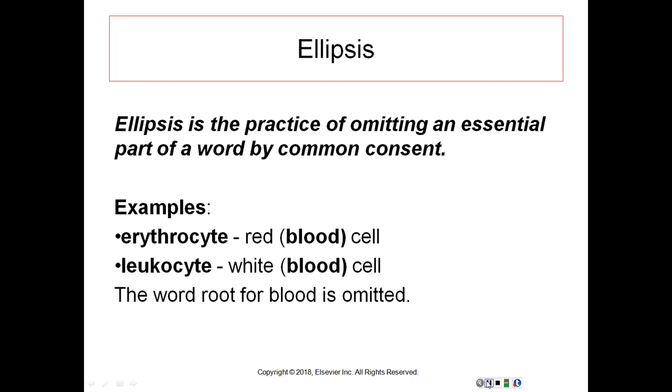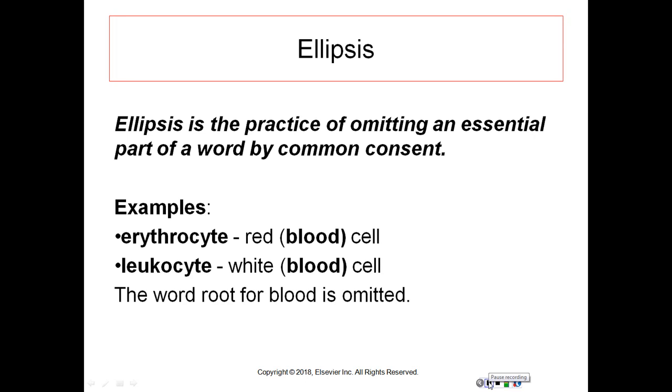Leukocytosis, increase in the number of white blood cells. Lipoid, resembling fat. Myopathy, disease of the muscle. Neuroid, resembling a nerve. Organomegaly, enlargement of an organ. Somatic, pertaining to the body. Somatogenic, originating in the body. Somatopathy, disease of the body. Somatoplasm, body substance. Systemic, pertaining to a body system or the body as a whole. And visceral, pertaining to internal organs.